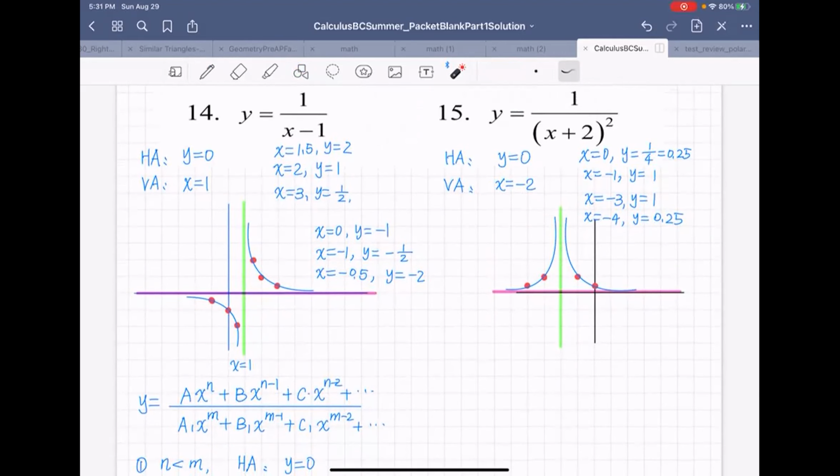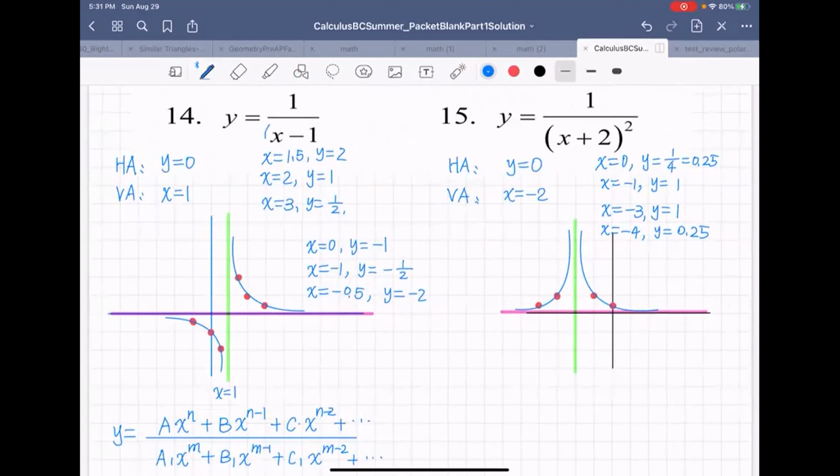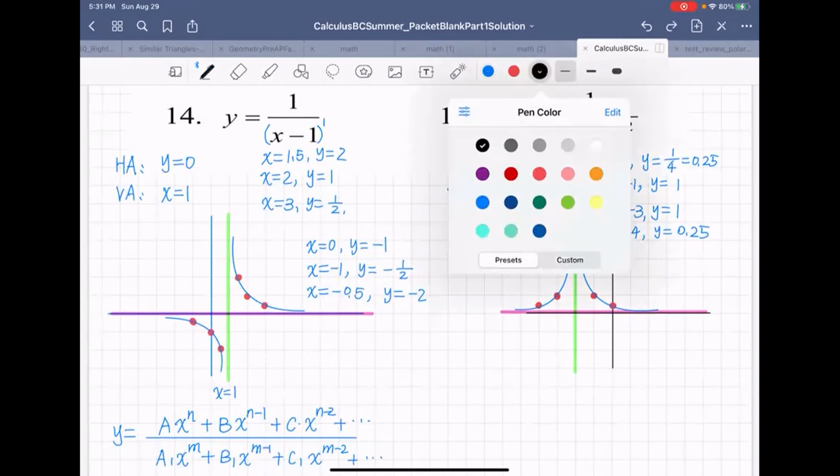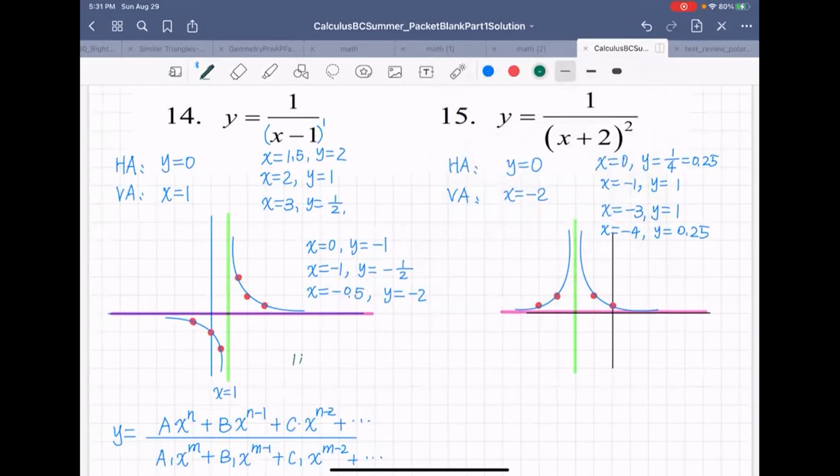Eden. Eden, look at this, okay? Okay. This is x -1 to the power of 1, right? Okay, look. 1 is odd, yes? 1 is odd, correct? Yes, correct. Because 1 is odd.